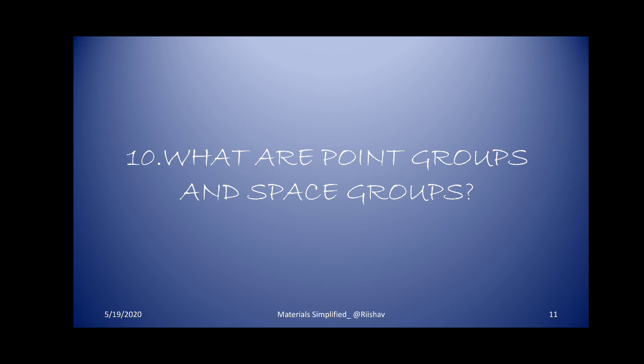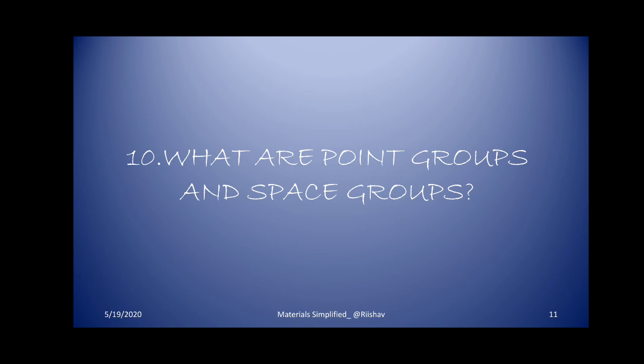Moving on. Now, what are point groups and space groups? Well, not much about this is in our syllabus, but sometimes it is asked. Since we talked about the classification into 7 crystal systems on the basis of point groups, and into 14 Bravais lattices on the basis of space groups, obviously there will be a cross question. Okay, what are point groups and space groups?